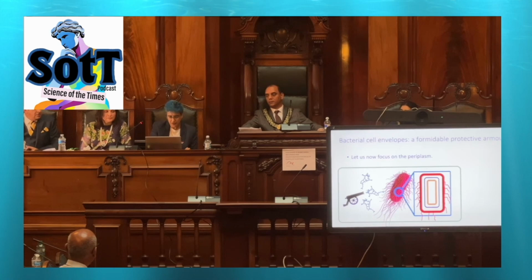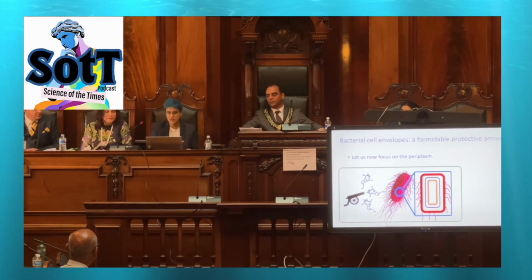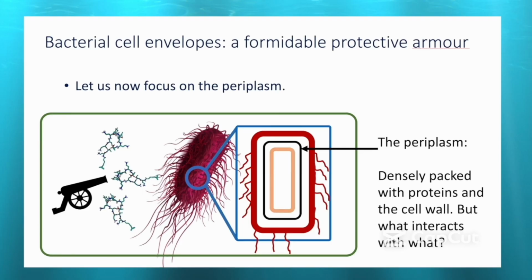Okay, so I'm now going to focus on one of these watery regions. I said that there were oily regions and then there's watery regions. The watery region is called the periplasm. It's densely packed with proteins. And so what we're trying to understand in my group is what is interacting with what. Adiba said I was going to talk about some of the challenges, and this is a challenge which I'm going to talk to you about now.